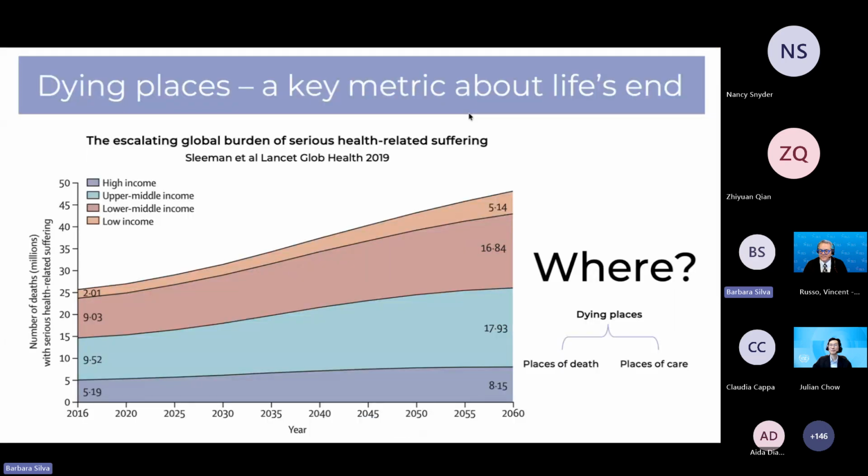Dying places is the concept at the heart of the ICP. It's a key metric about life's end, as the global burden of serious health-related suffering leading to death escalates around the world, in all world regions. The question of where people die and where people receive end-of-life care is crucial to ensure that support and services, including palliative care, are in place where they ought to be. So dying places really comprise two things: the places of death and the places of care at life's end.